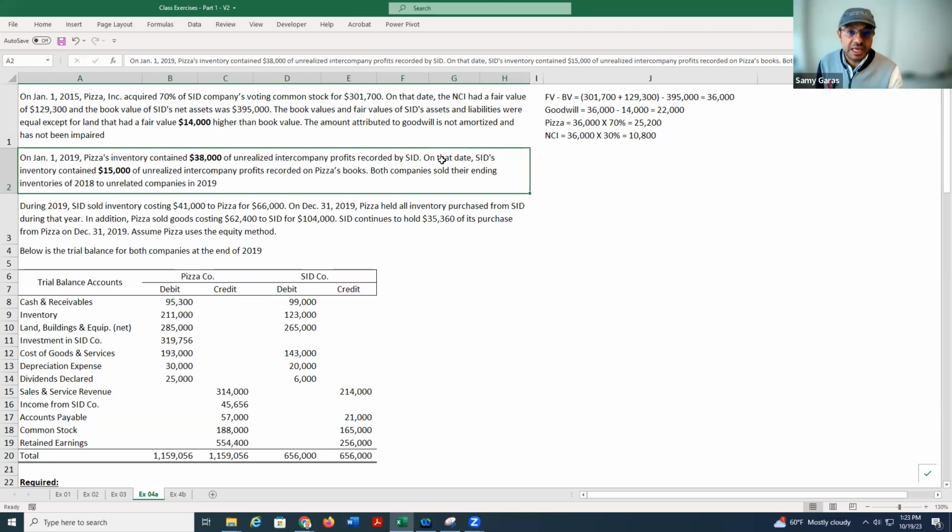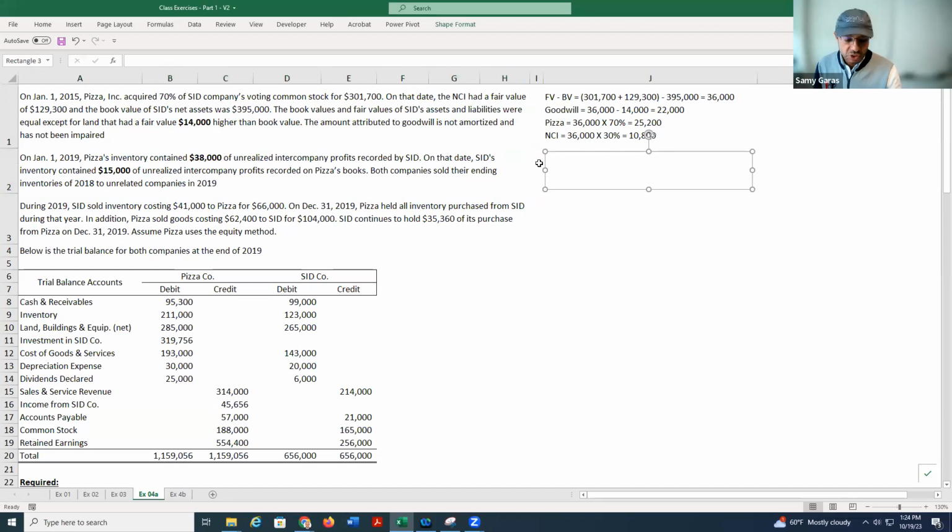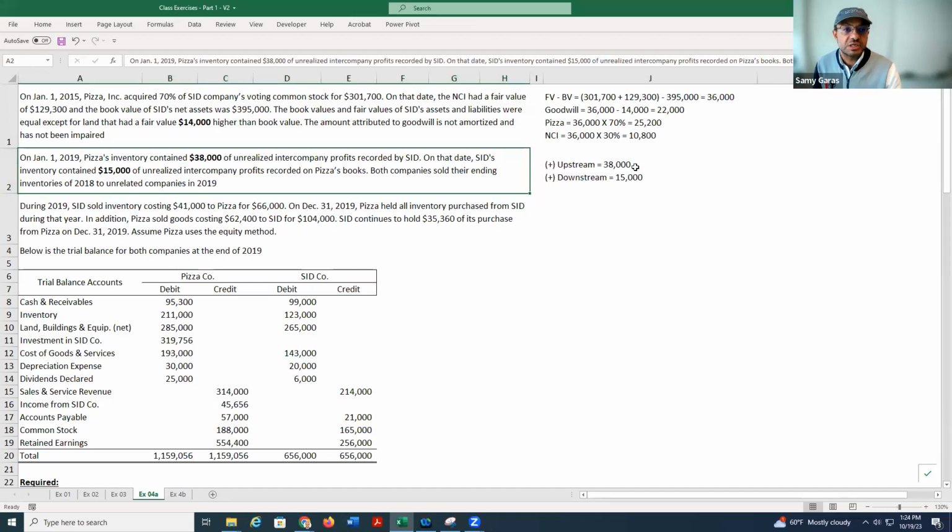On the same day, there is also an unrealized intercompany profit that happened from the parent to the subsidiary of 15,000, which we call downstream sale. So here I put the information. We have upstream sale, 38. We have downstream sale, 15, which were coming from last year.